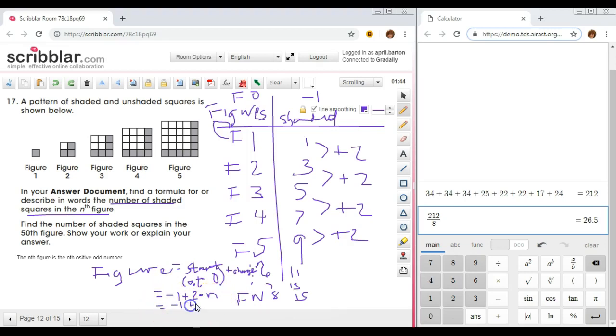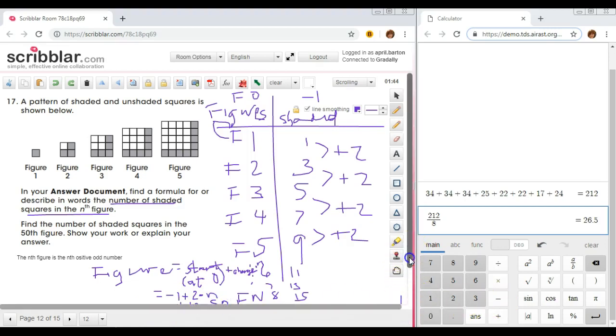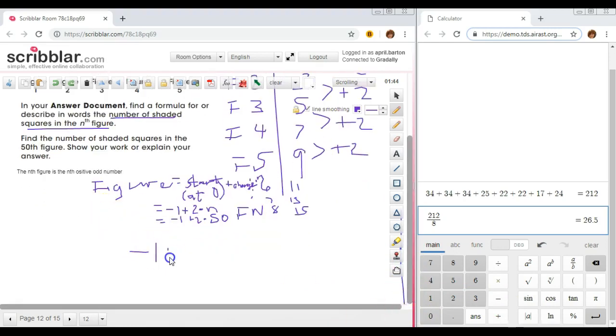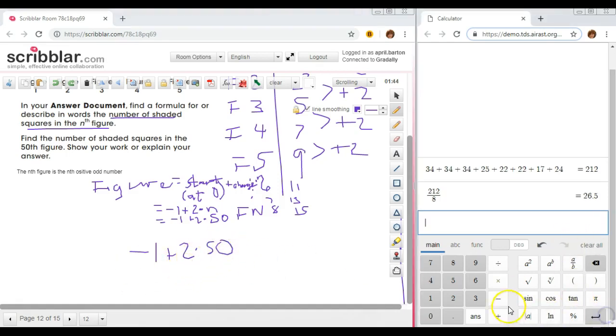Negative 1 plus 2 times 50. I'm going to make it so I can scroll down a bit more. I'm going to write this a little bit bigger. So we can plug that into a calculator. We can go negative 1 plus 2 multiplied by 50 is 99.